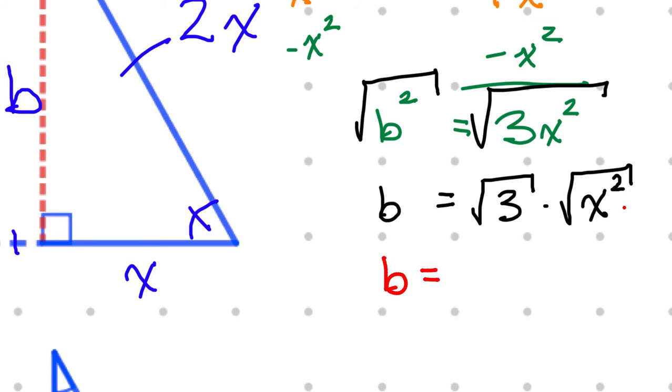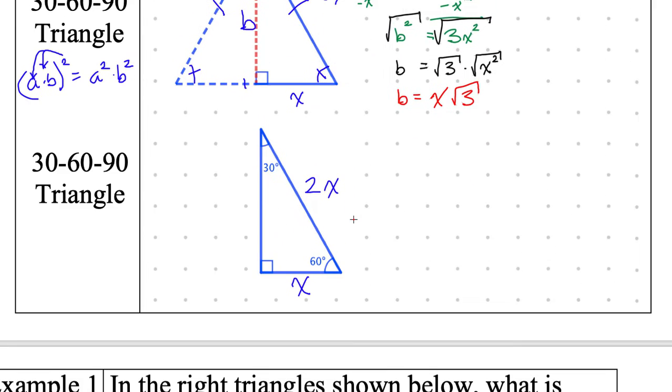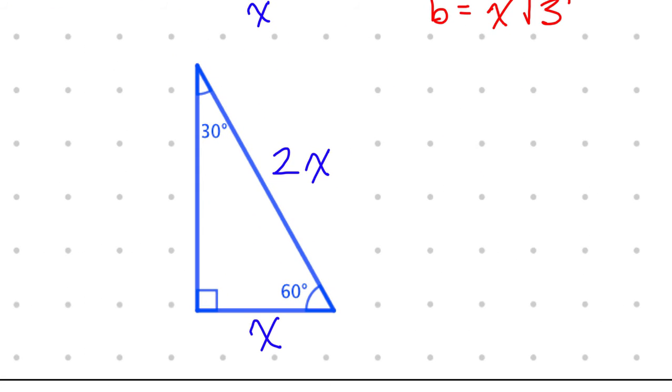What is the square root of x squared, Sergio? X. And I have the square root of 3 left over. Thank you, Sergio. So I can come down here on my final diagram and say my leg is x square root of 3.